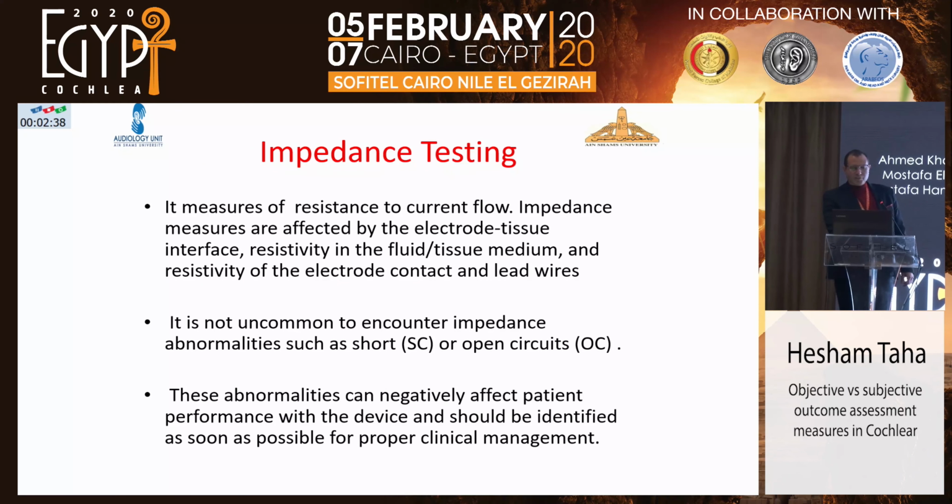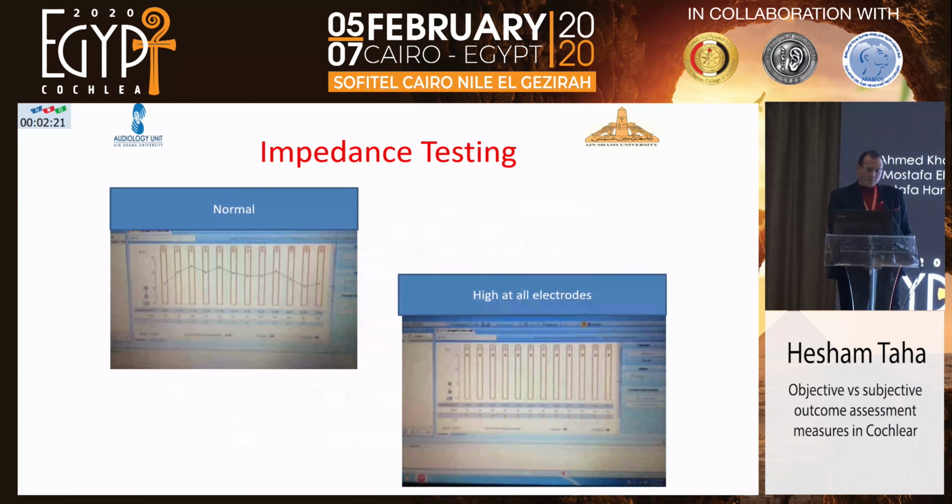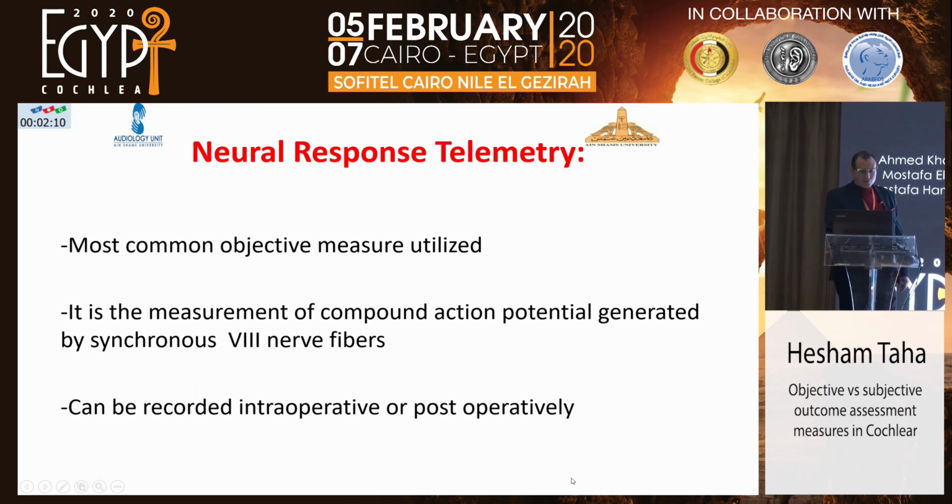Impedance testing measures the resistance to current flow. It's first used intraoperatively. The impedance usually descends down with time. It's not uncommon to find short circuit or open circuits and high impedance. When we find this, we have to adjust our map and to block electrodes with this high impedance. This figure reveals normal impedance, and the other is high impedance at all electrodes.